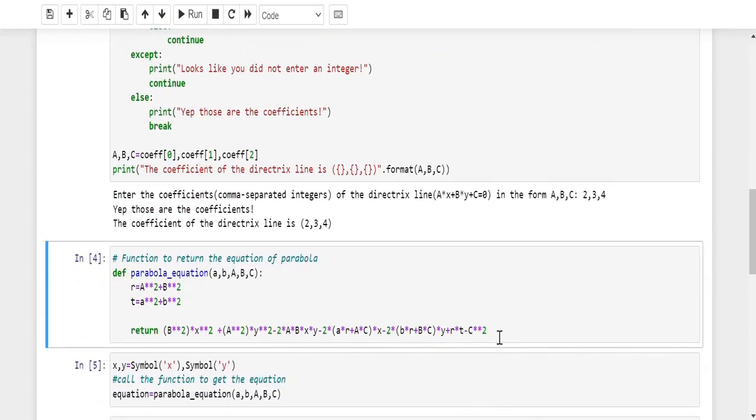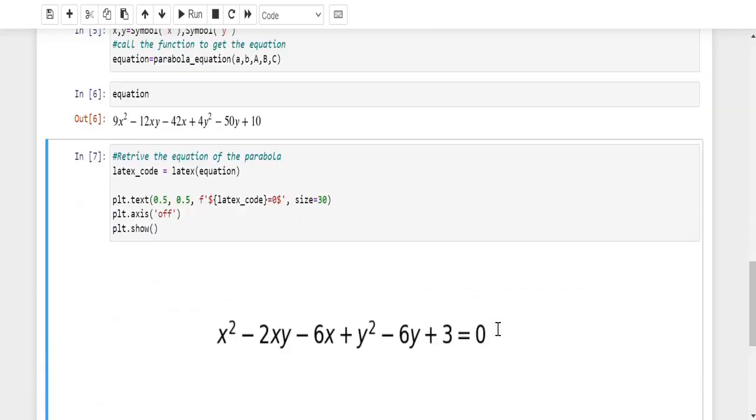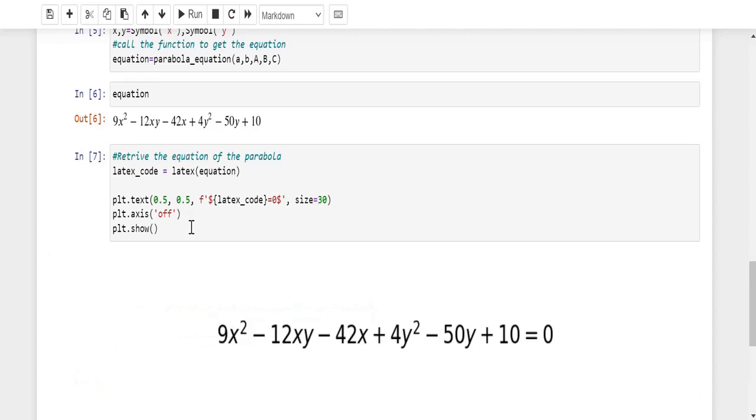In the next cell, I have written the function to get the equation of the parabola when the coordinates of the focus and the coefficients of the directrix line are known. So I'll execute this cell also. After that, I'll execute the other cell to get the equation, and the equation that is obtained is 9x square minus 12xy minus 42x plus 4y square minus 3y plus 10. And finally, I'll execute the next cell to see the equation. So now it is 9x square minus 12xy minus 42x plus 4y square minus 3y plus 10 equal to 0.